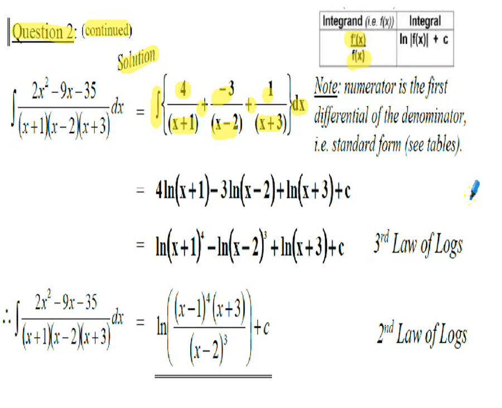They're all standard forms as shown in our table. I will let you review the solutions here. What you should find ultimately is the final answer is ln of x minus 1 to the power of 4 multiplied by x plus 3, and that's all divided by the x minus 2 cubed, plus the constant of integration c.